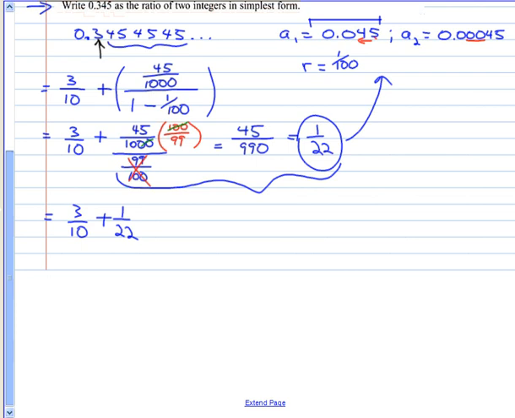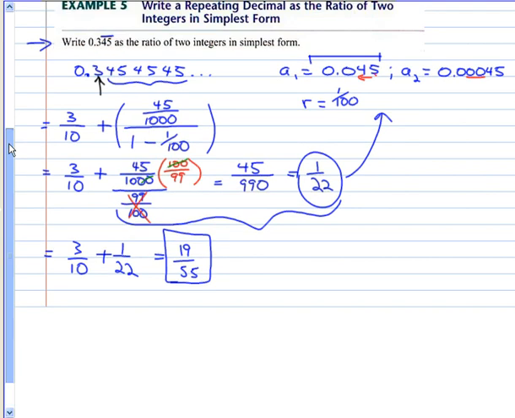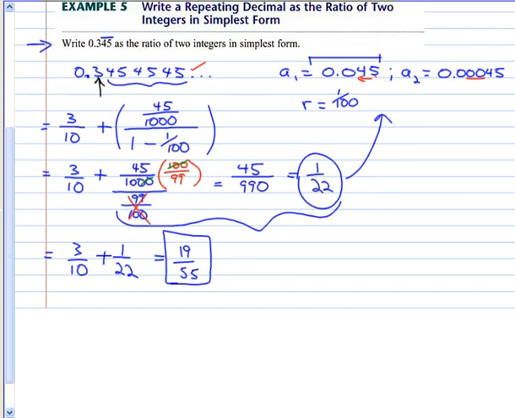And now I need to add those two fractions. You can get a common denominator. You can use your calculator to help you get those two fractions added together. 19 over 55. Verify it. Take 19 divided by 55, and you get this number, 0.3454545, etc. So we can turn any decimal that has a repeating section or repeating parts to it into a fraction or a rational number, which is what it is.